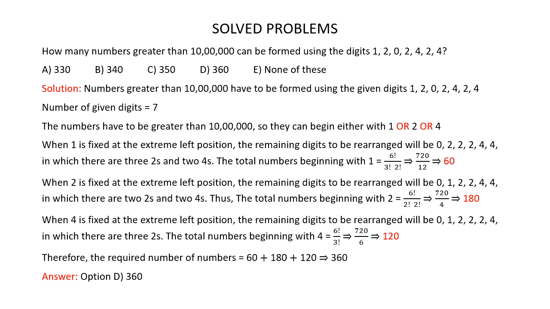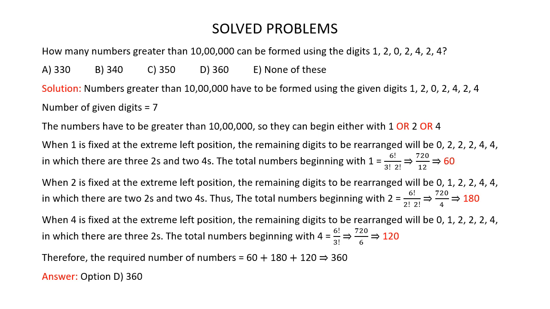Now 6 factorial is 720. 3 factorial is 6 and 2 factorial is 2. So 3 multiplied by 2 is 6 multiplied by 2 is 12. So 720 divided by 12 is 60. So 60 numbers beginning with 1 can be formed using the given digits.